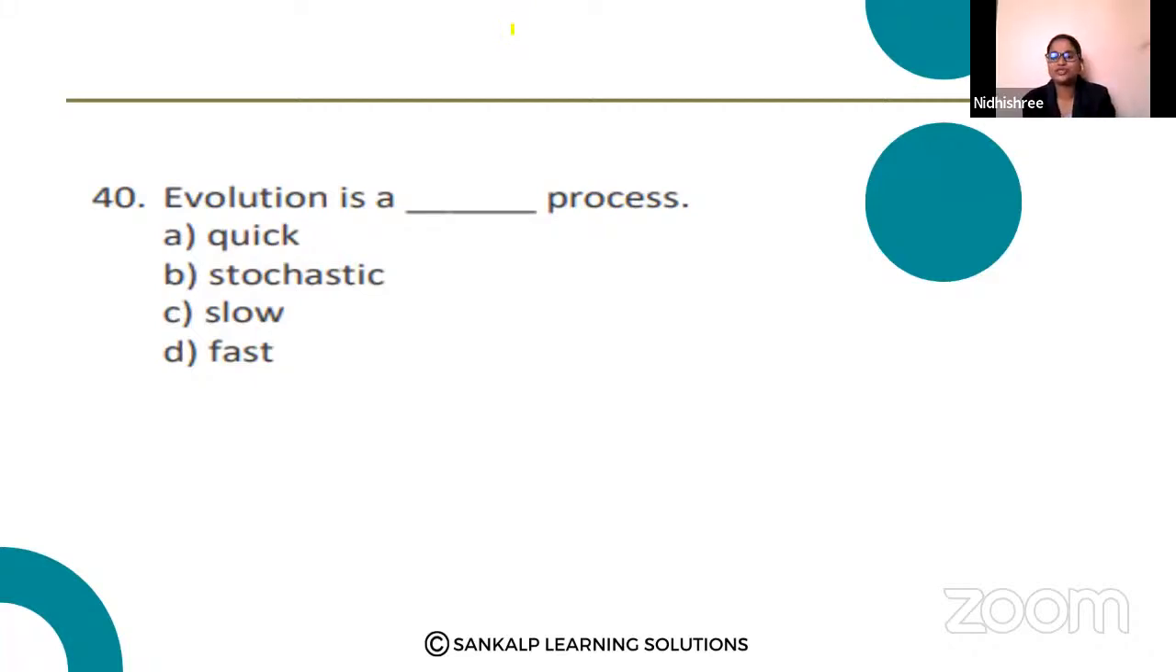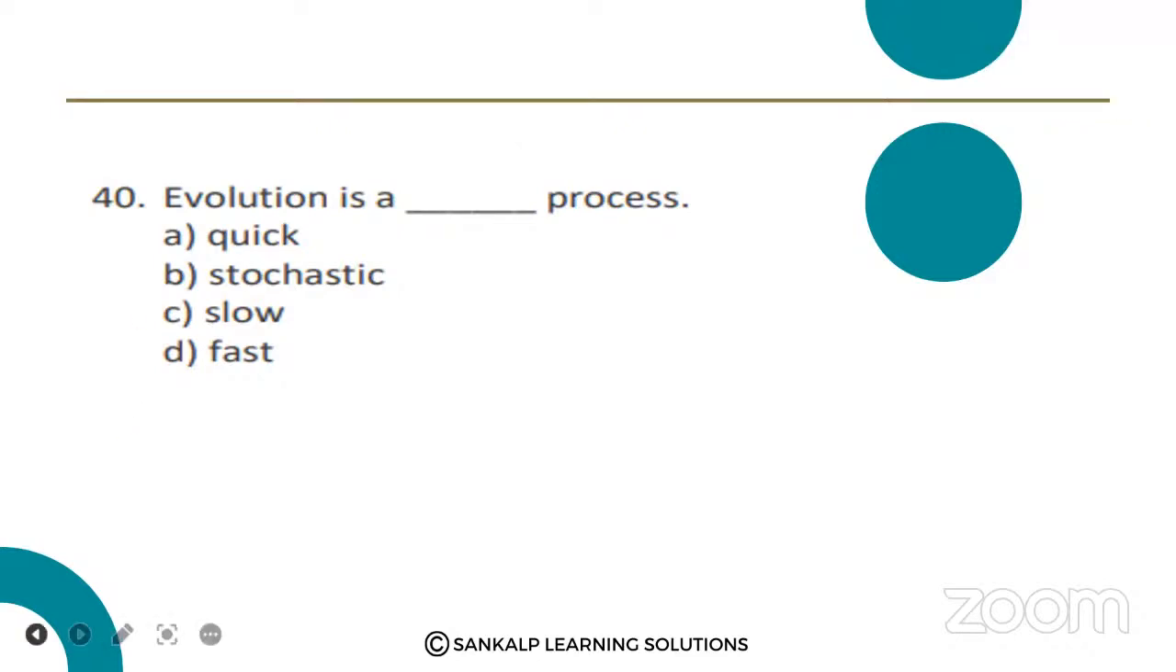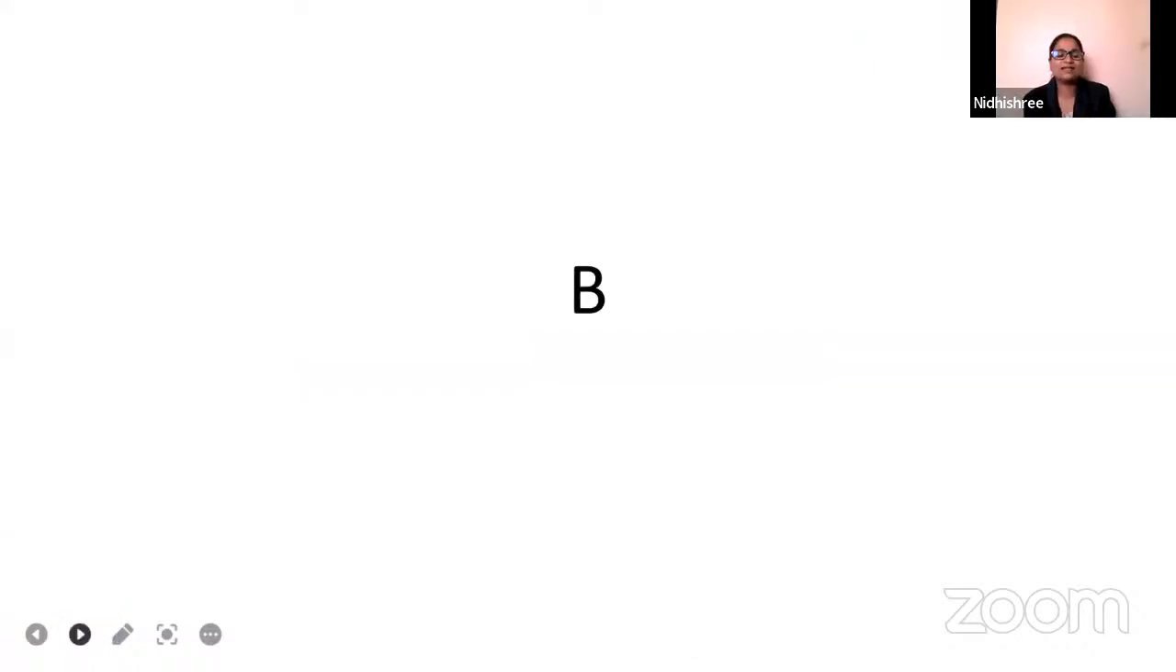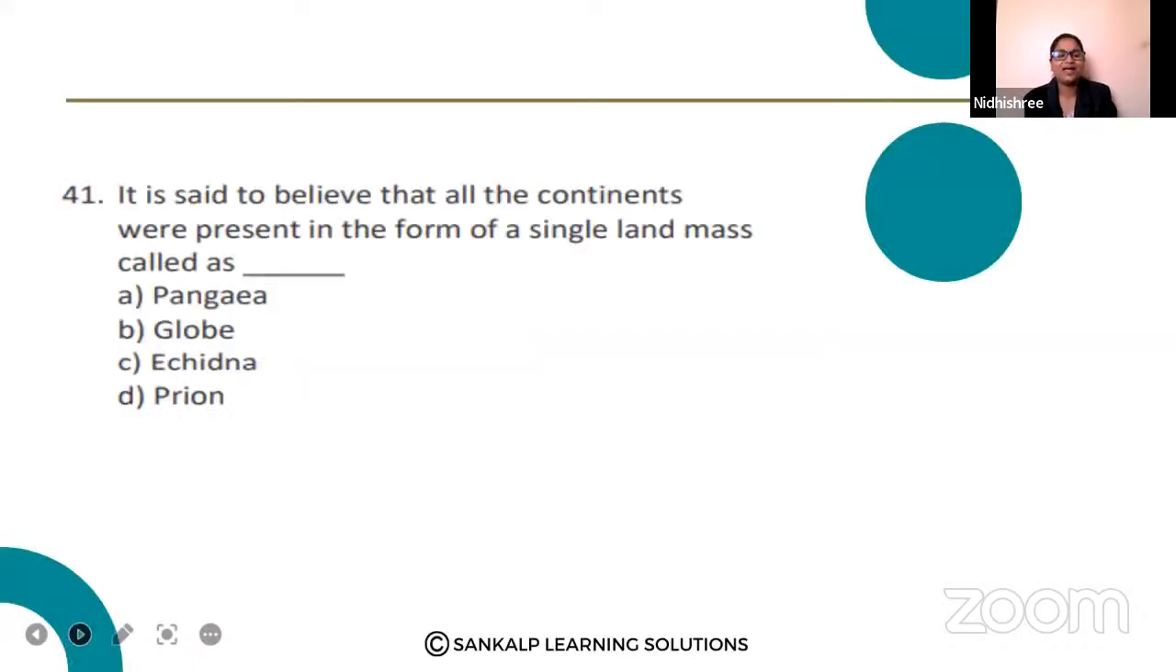Does anyone know the meaning of stochastic? Stochastic means probable, random, something that happens steadily, one after another. So evolution is a stochastic process, guys. It is a neat question. Slow process, having a random probability distribution. Yeah, thank you, Deepti. So the answer is option B.